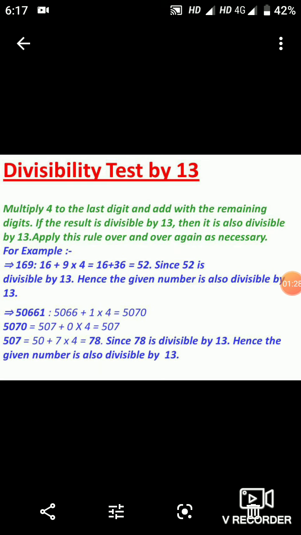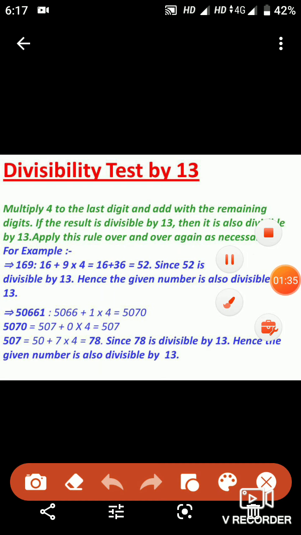Let's understand this topic better by an example. Over here also the same thing is written. Multiply 4 to the last digit and add it to the remaining digits. If the result is divisible by 13, then the number is also divisible by 13. Apply this rule over and over again as necessary.